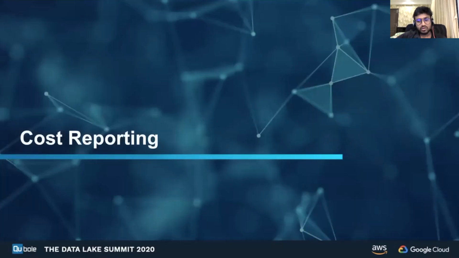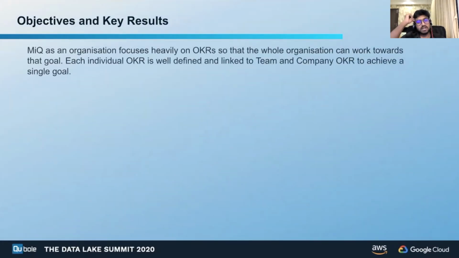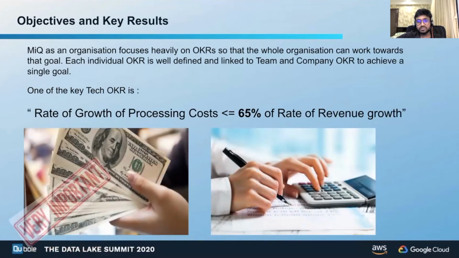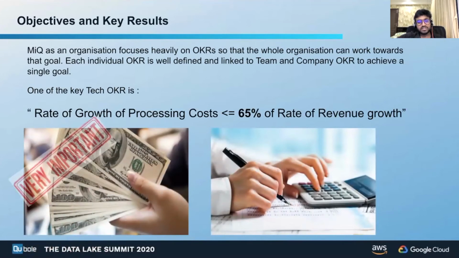Now let us move to cost reporting. MiQ as an organization focuses heavily on OKRs so that the whole team can contribute towards one single goal. Each individual that works at MiQ has their OKRs well defined, linked to team and company OKRs to achieve that single goal. One of the key tech OKRs is that the rate of growth of processing cost should be less than or equal to 65% of the rate of growth, which makes tracking and reporting of cost utmost important.